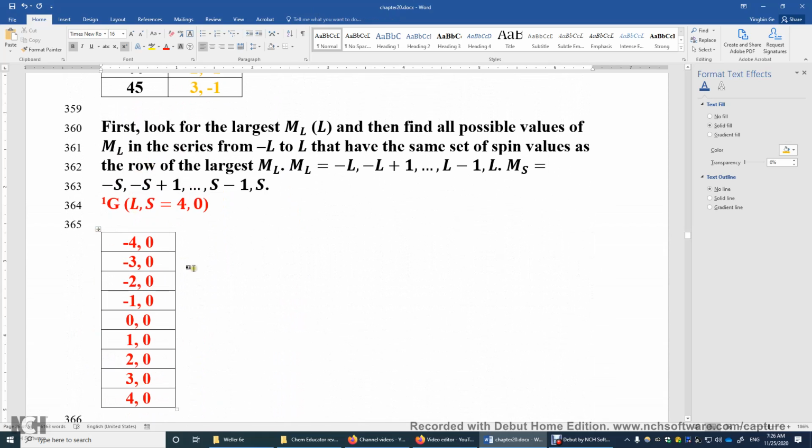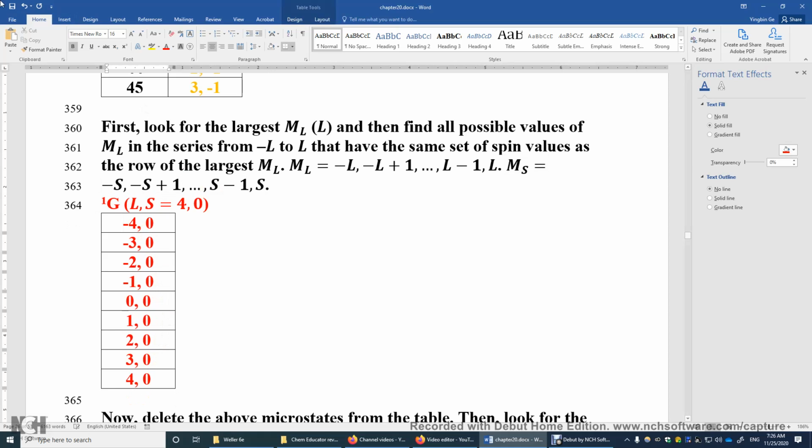And again, that's why I colored these 9 rows in red. It's just easier for us to clearly see that we can assign these 9 microstates to an atomic term. This atomic term has L equals 4, S equals 0. And now we need to write out the term symbol.